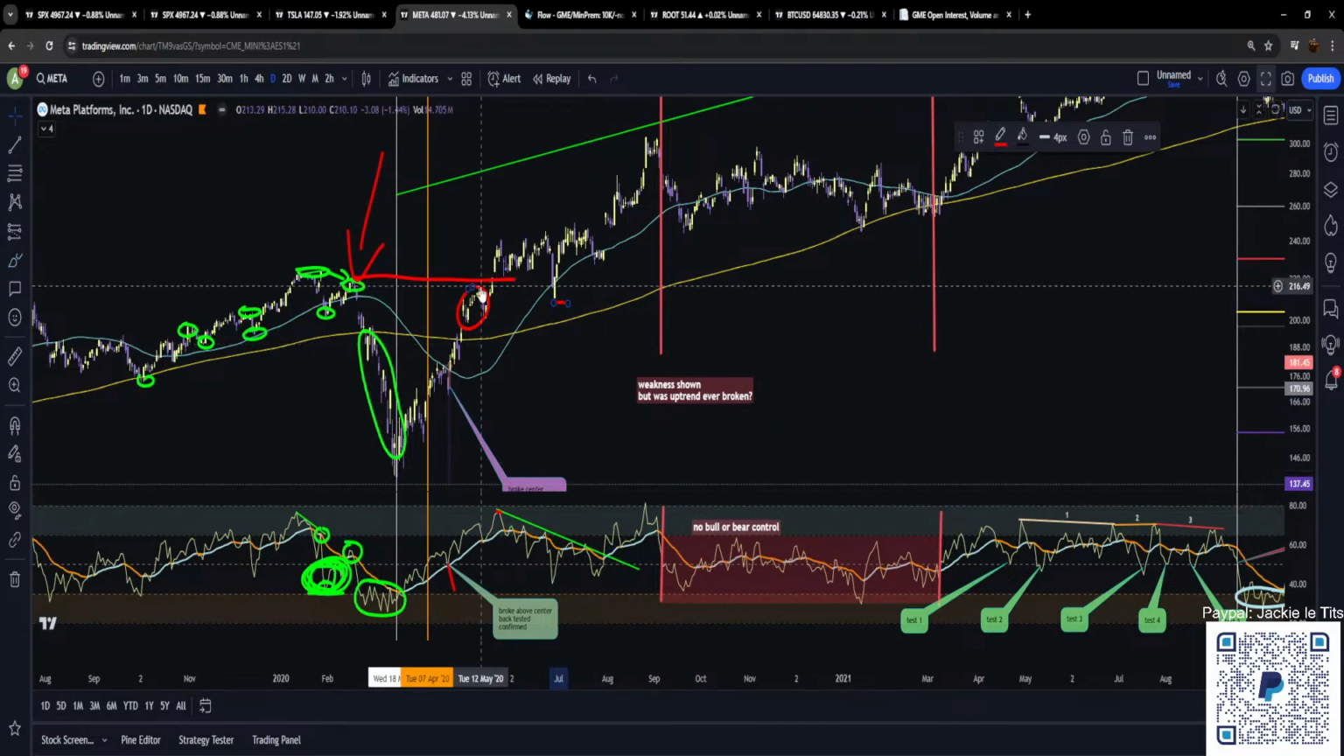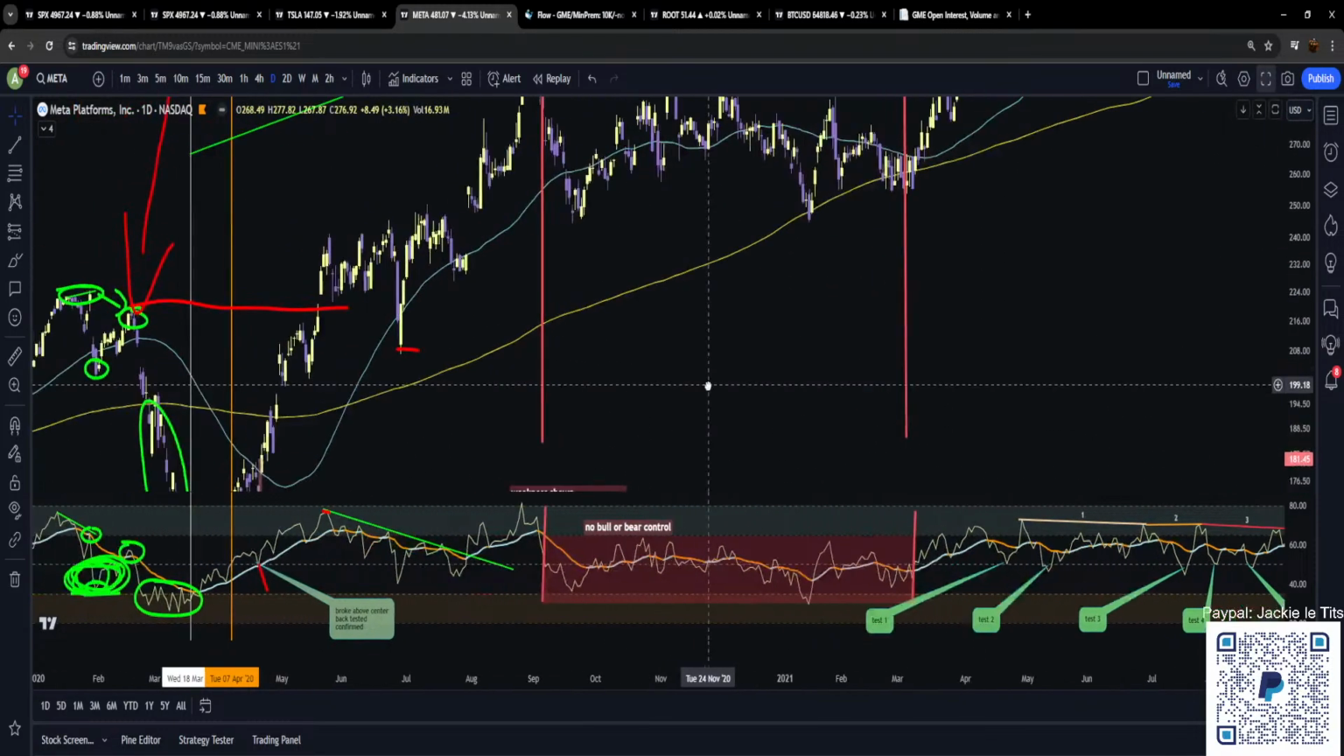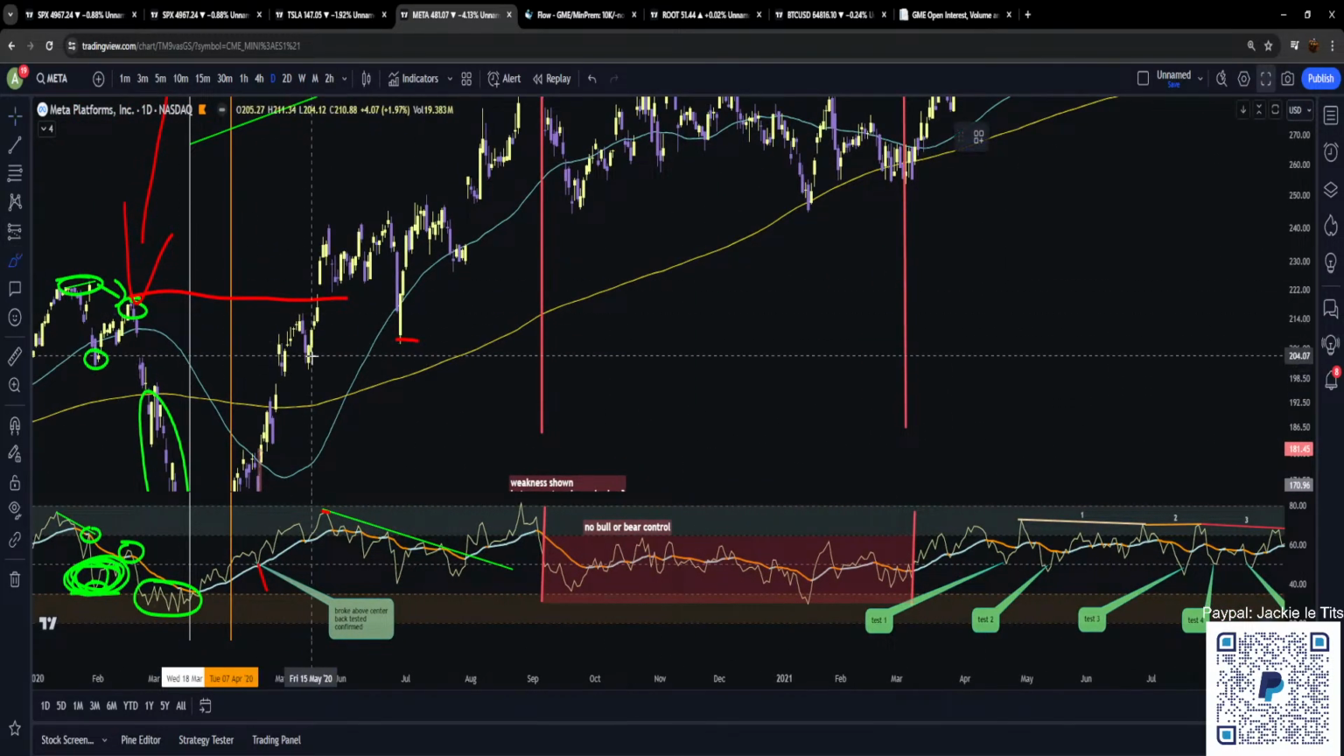But here's where we separate boys from men. And here's where we separate pros from noobs. That low where the candle opened, you could have said to yourself in this moment, this to me is the ultimate long trade. And why is it the ultimate long trade? Well, we knew that there was a low right here. We knew that this was a low right here.